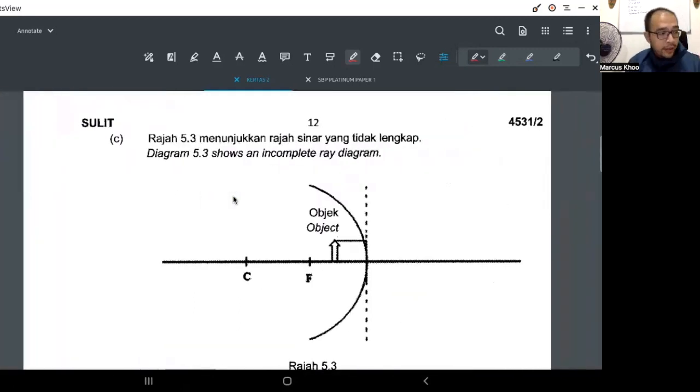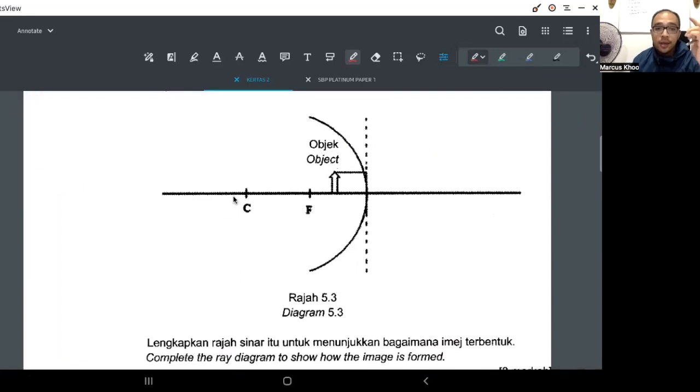Okay, the ray diagram. Let's talk about the ray diagram. For most diagrams, for a diagram like this, you want the first ray to touch this line, not the lens. Okay, and then the first one will be reflected through F lah.